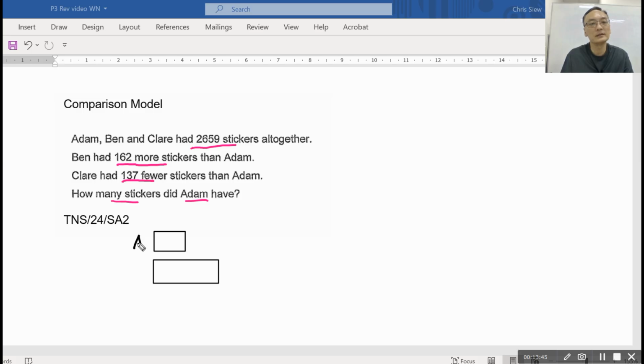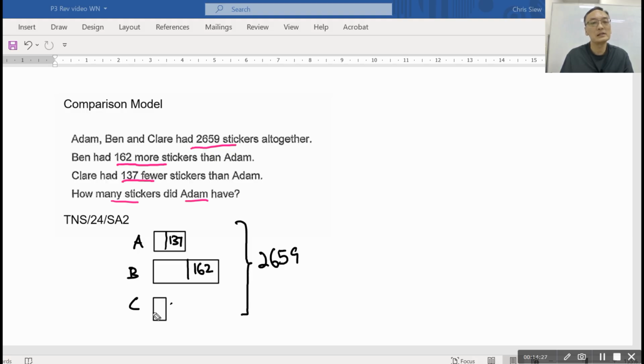This is Adam. This is Ben. And here we have 162. Next, we have Claire, who is 137 fewer than Adam. So we have Claire, and is fewer than Adam by 137. So in fact, this is the difference of 137. So the total between the three of them is 2,659.